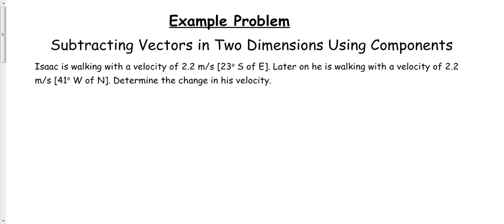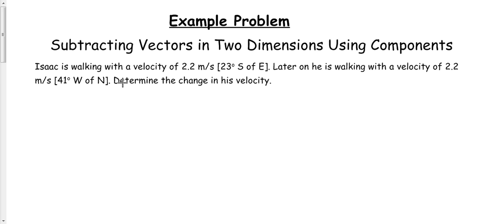Let's start by reading our problem. Isaac is walking with a velocity of 2.2 meters per second, 23 degrees south of east. So that's my initial velocity, or what I'll call v1. Why? Because it happens earlier in time. Later on, he is walking with a velocity of 2.2 meters per second, 41 degrees west of north. So that's my final velocity, or my second velocity. So I'll call that v2.